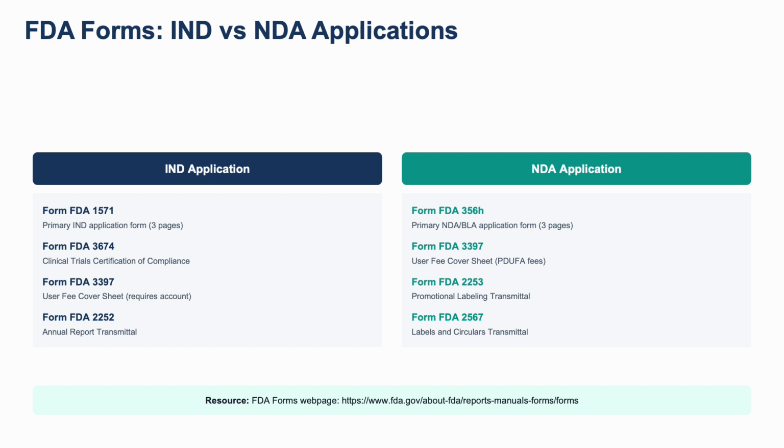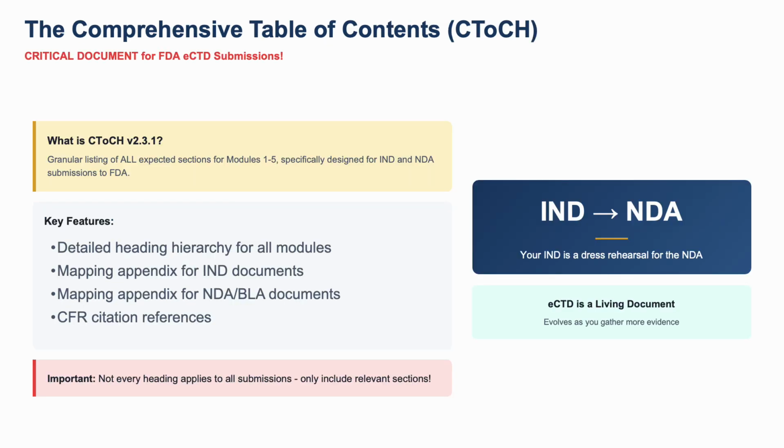All forms are available at the FDA Forms webpage, and I strongly encourage you to familiarize yourself with each form's requirements before preparing submissions. The Comprehensive Table of Contents Headings and Hierarchy, version 2.3.1, is perhaps the most critical reference document for FDA eCTD submissions. This document provides a granular listing of all expected sections for Modules 1 through 5, specifically designed for IND and NDA submissions. It includes detailed heading hierarchies showing exactly how to structure your submission.